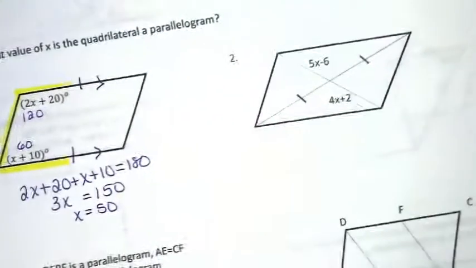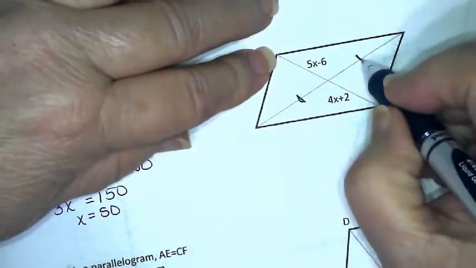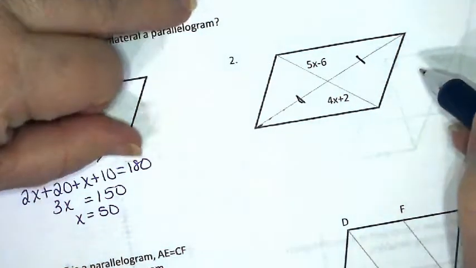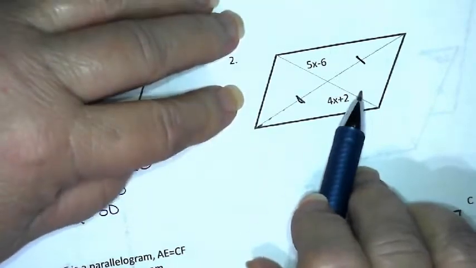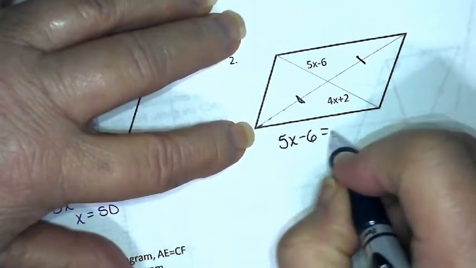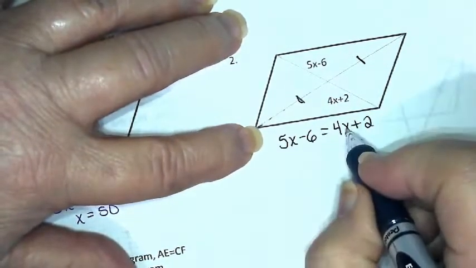All right, next up, number 2. Notice I have hash marks on this diagonal. So this diagonal has been cut in half. Well, in order for this to be a parallelogram, I need the other diagonal to also be cut in half. So all I have to do is find out what value of x would make these two segments the same.